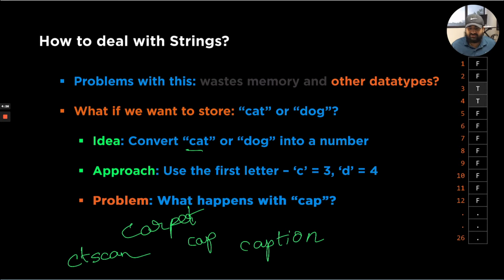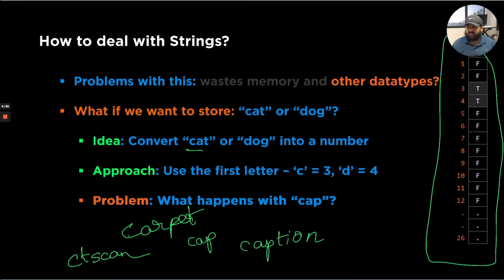So if you have all these strings, let's say I have another string, carpet, and I have this representation of all these different strings in the form of a set. I now have a set that is represented with 26 different buckets, or 26 different locations, and each location maps to the first alphabet of the string.